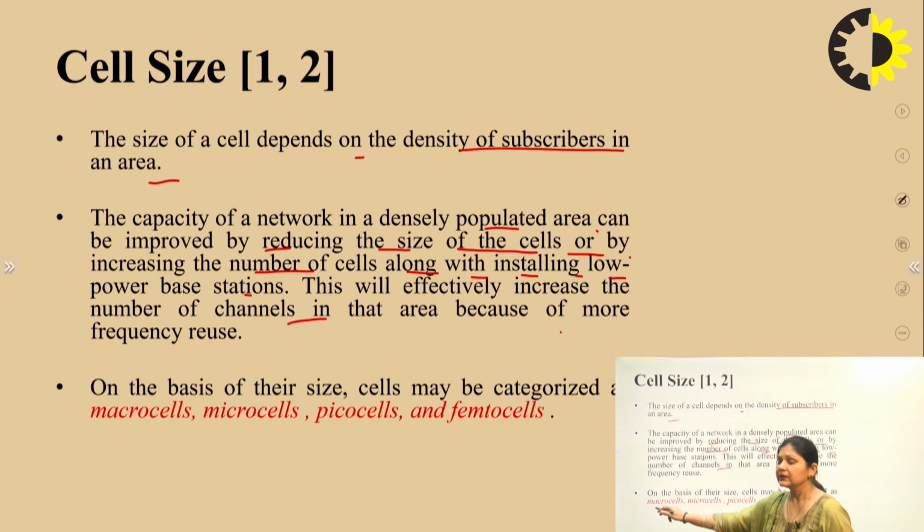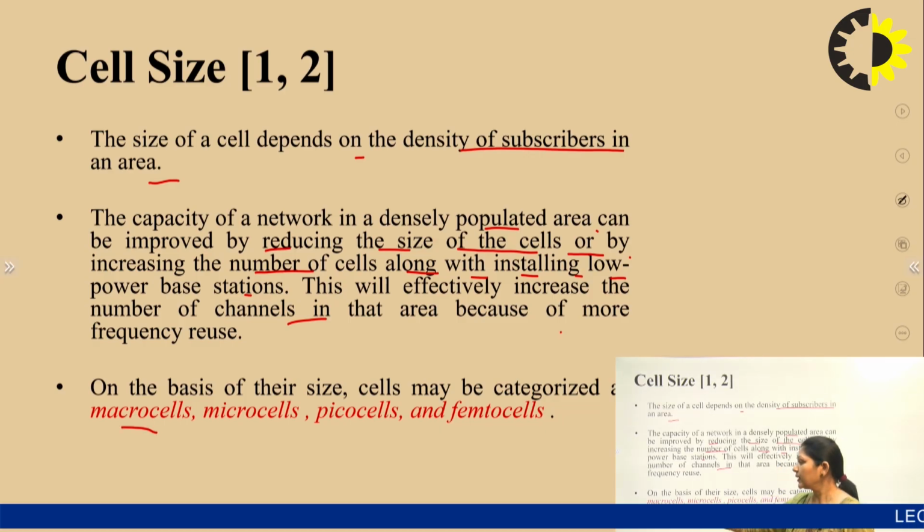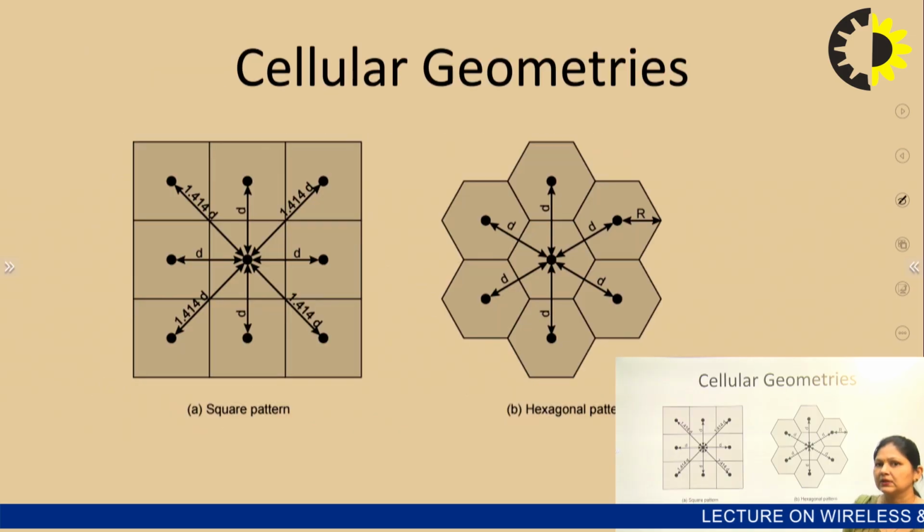So you can say that on the basis of area, we are having macro cells, micro cells, pico cells, and femto cells. So this is all depending on the size of the cells.